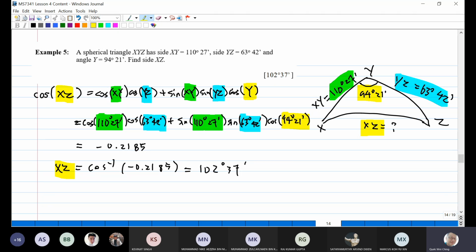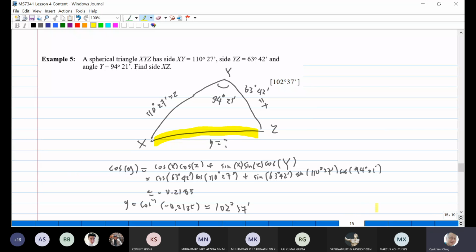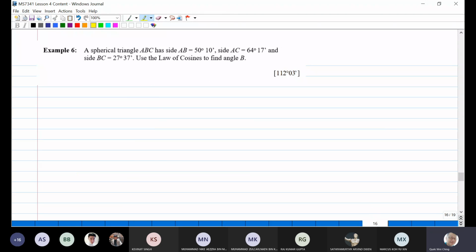Okay, so let's show you the last example I intend to cover. And by the way, your MST will cover until law of cosine. Law of cosine is the last topic we cover in MST.